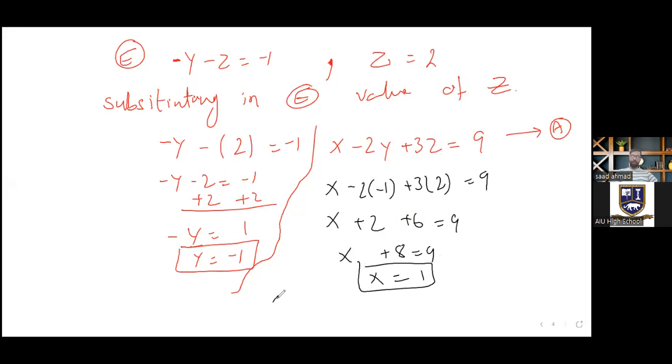So now I have a point which I can write as a point in 3 coordinates. X is 1, y is minus 1, and z is 2. So this is the point where these 3 planes intersect. So it has only one solution. So it's a unique solution, and this system does have a solution. We got a solution, and that solution is a unique solution.